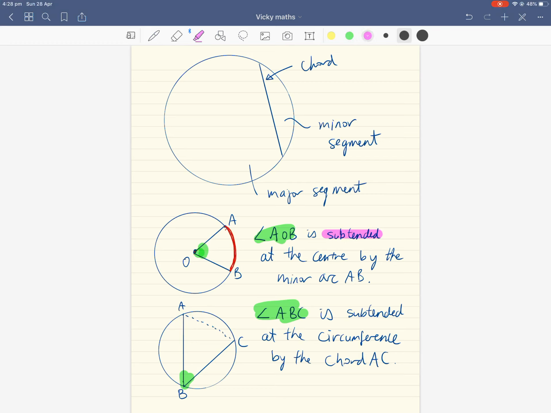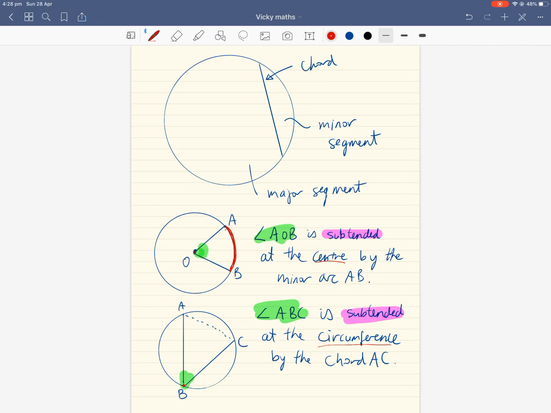Again, we see the word subtended. So the angle is subtended at the circumference. So it's the circumference this time, not the center, because your angle is touching the circumference versus the previous definition, your angle O was touching at the center. So angle ABC, the green angle, is subtended at the circumference, the point B, by the chord AC.